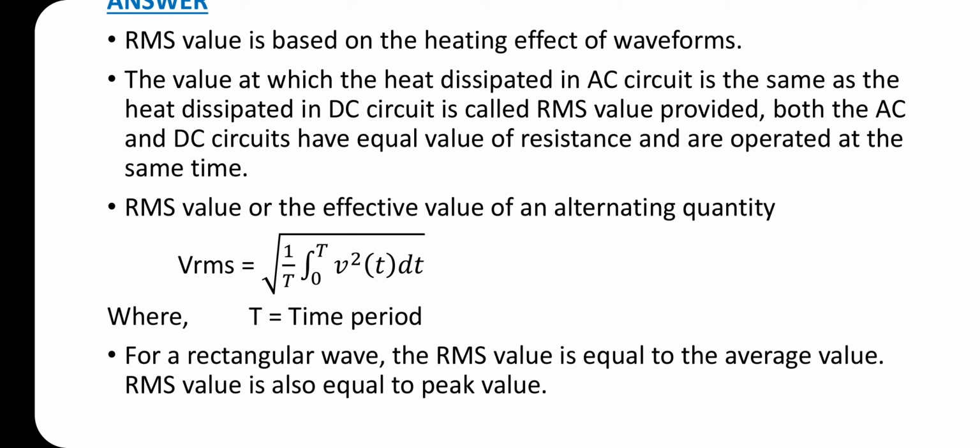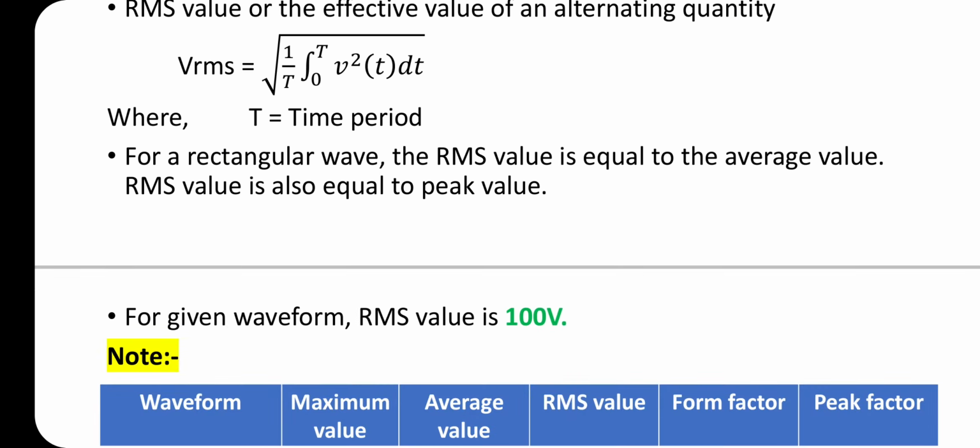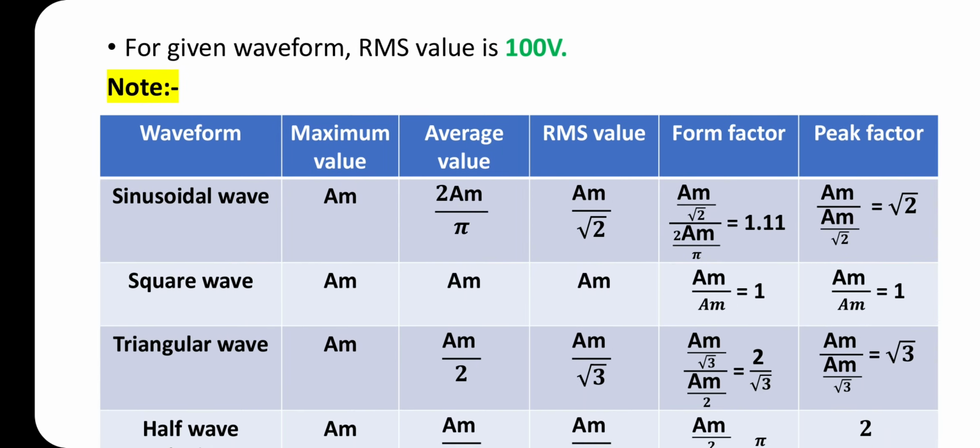RMS value or effective value of an alternating quantity Vrms equals root of 1 by T integral 0 to T v square of t dt, where T is the time period. For a rectangular wave, the RMS value is equal to the average value. RMS value is also equal to the peak value. For the given waveform, RMS value is 100 volt.